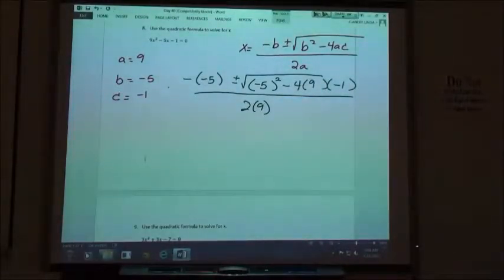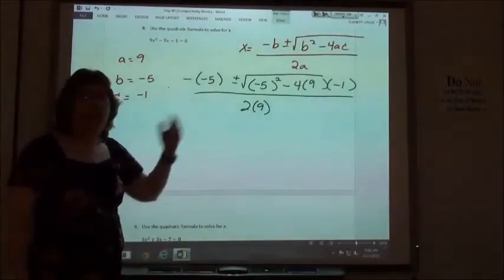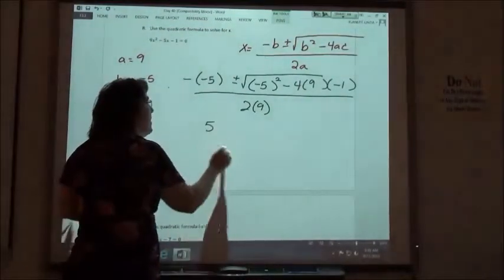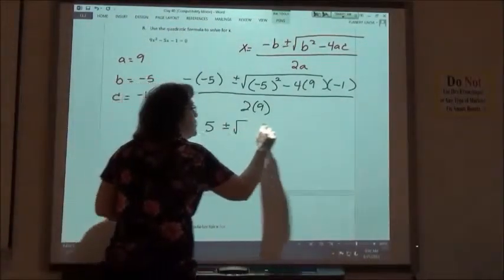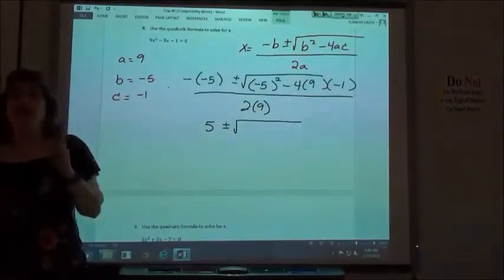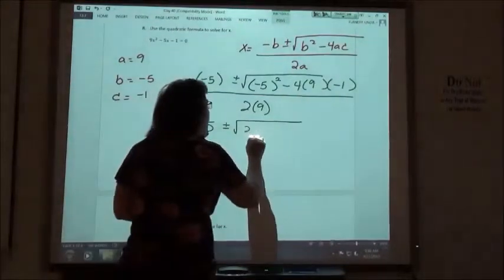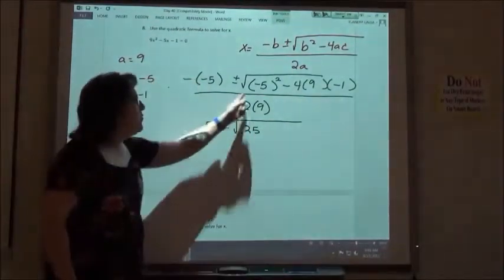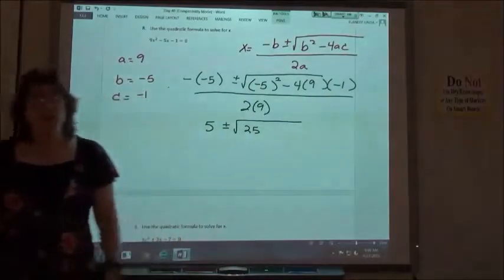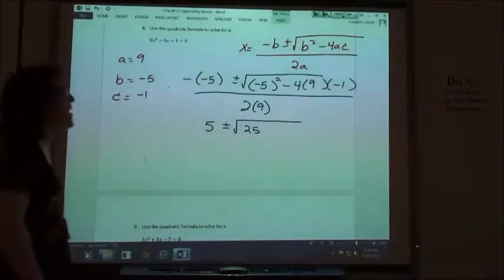Now I need to simplify. On this one, we have minus a negative 5. Minus a negative 5 would make that positive 5, plus or minus the square root of a negative 5 squared. Negative 5 times negative 5 should be positive 25. If you put this in your calculator without the parentheses, you're going to get the wrong sign, so be sure you use the parentheses if you have to use your calculator.